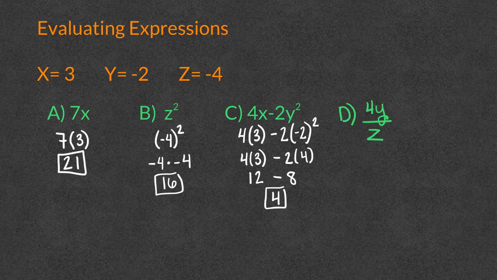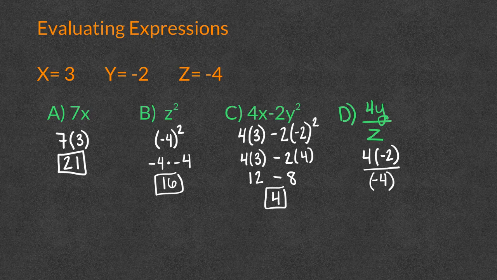Now letter D says 4y divided by z. So we're going to plug in both y and z, those values, and simplify this fraction. So we're going to do 4 times y, which is -2, and we're going to divide that by z, which is -4. So again, I'm just plugging my values in using parentheses.